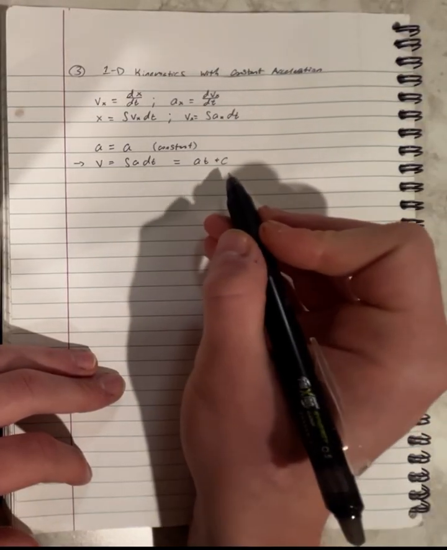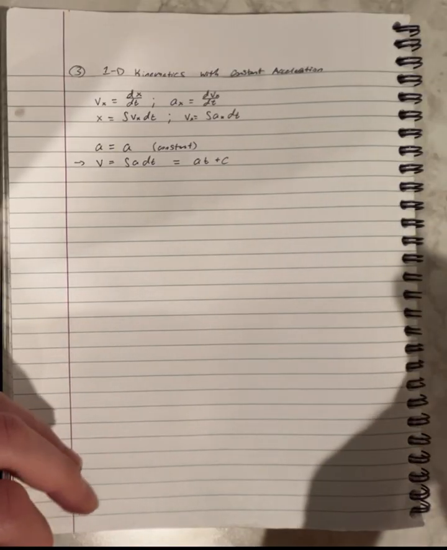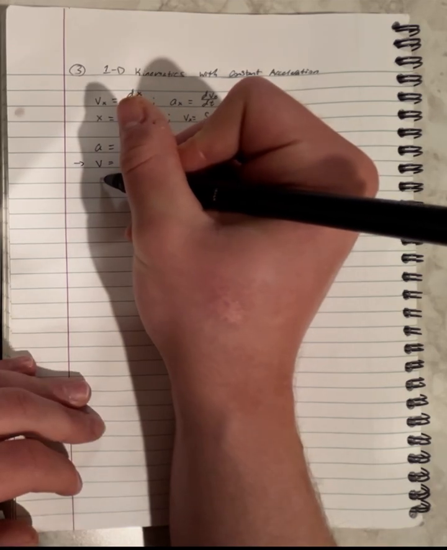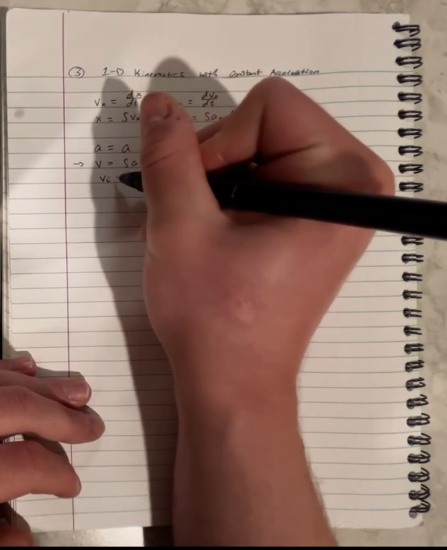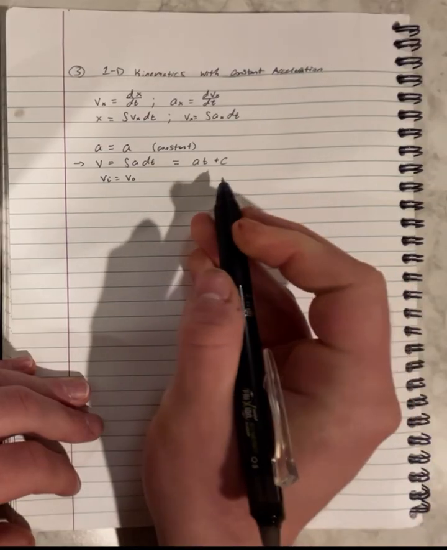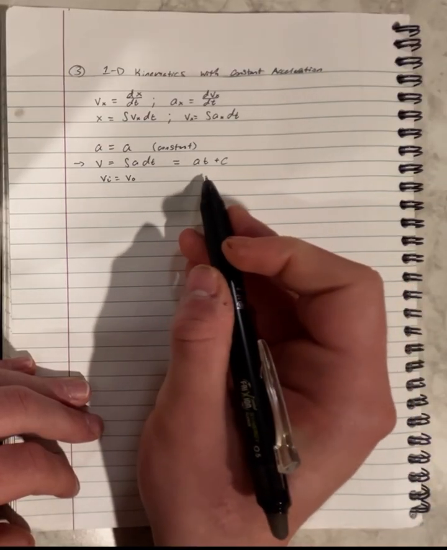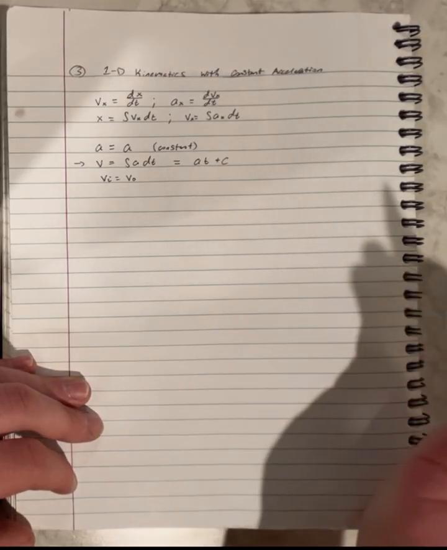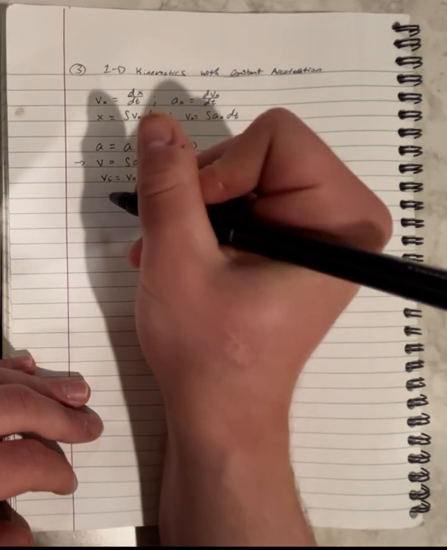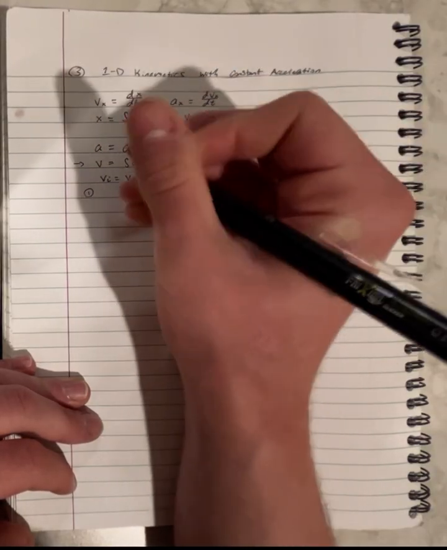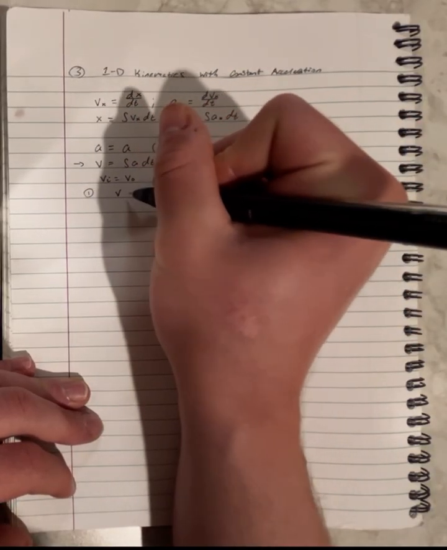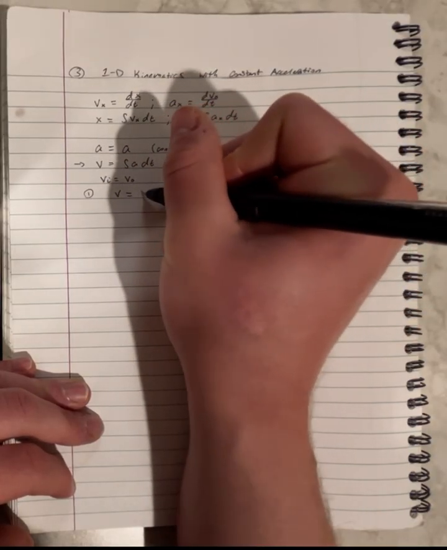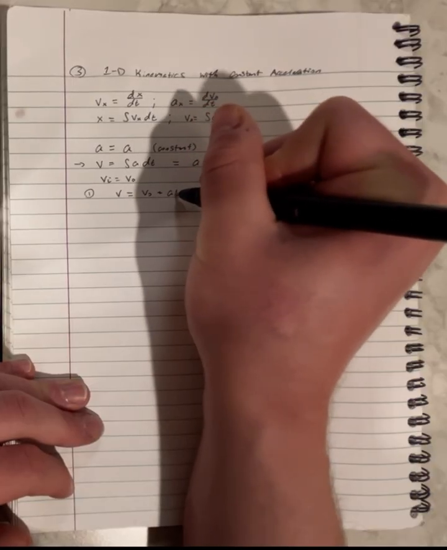Okay. Now, what about that c? Well, that c is going to be based on some initial condition. So if I know that my starting velocity is v naught, that's going to be the c, right? Because at t equals 0, v is going to be equal to a times 0 plus v naught, the starting velocity. So what I get is actually my first kinematics equation, number 1. That is v is equal to v naught plus at.